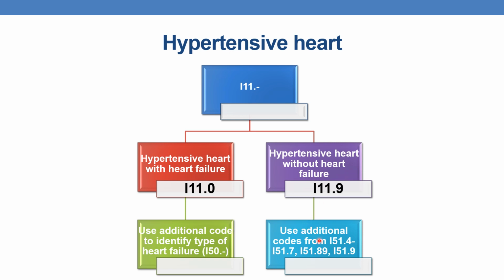And whenever the patient is suffering from the conditions which come under I51.4 to I51.7, I51.89 and I51.9, in all these conditions, you need to code I11.9, that is hypertensive heart disease without heart failure.